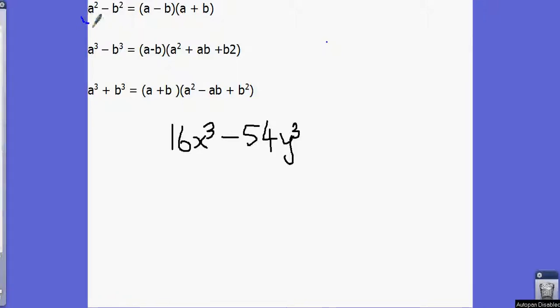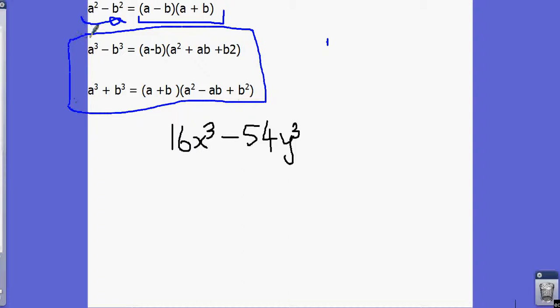Now you already know there's a special formula for the difference of two squares. If I've got a squared minus b squared, our formula is (a minus b) times (a plus b). This is just something that you learn off by heart. There are two other formulas: the difference of two cubes and the sum of two cubes that you should know how to factorize.